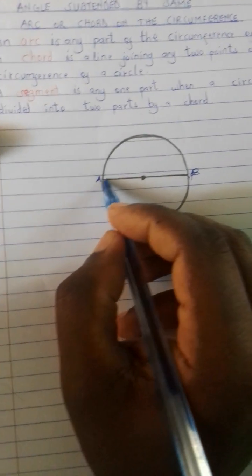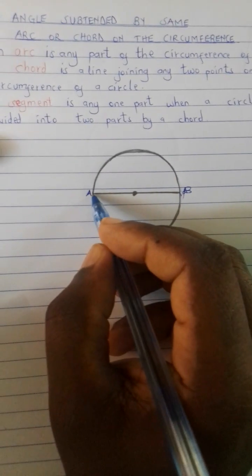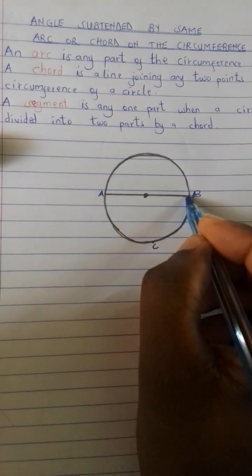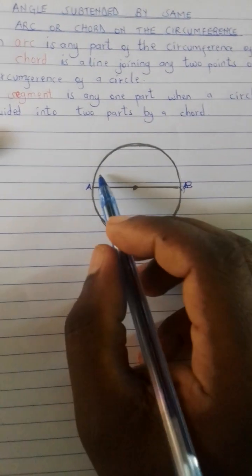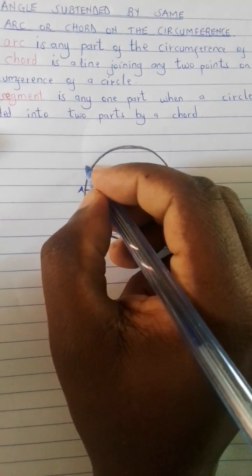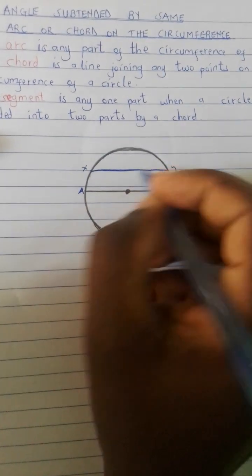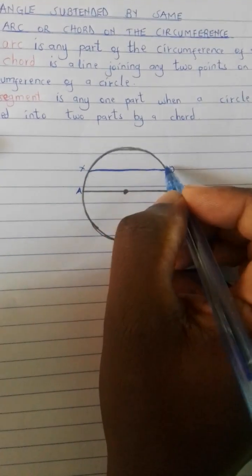Then we come to the chord. When we talk about a chord, it's a straight line that joins any two points on the circumference. A line which passes through the center is called the diameter, and the diameter is the greatest chord in a circle. For example, there is a chord here which joins, let's say, point X and point Y. This is a chord. Any straight line that joins any two points on the circumference is the one we call the chord.